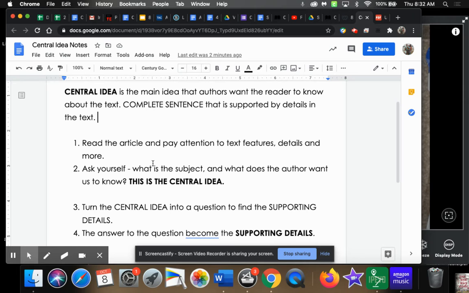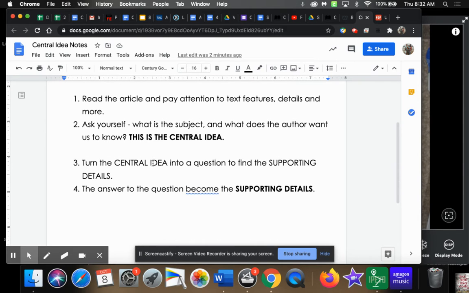Then, what is the subject? So yesterday, the subject was Lauren had cancer. And what did the author want us to know? Well, the author wanted us to know that her attitude was positive, okay? And that is the central idea. The central idea is the subject and what should we know about that subject, okay? So those are the first two steps to finding out the central idea.